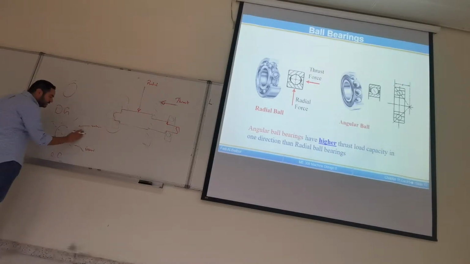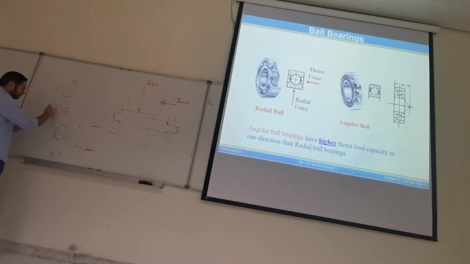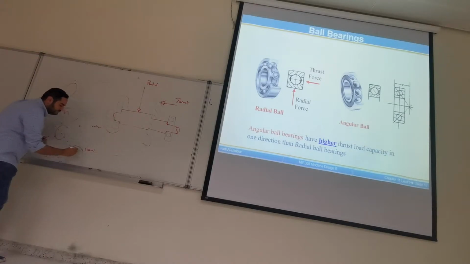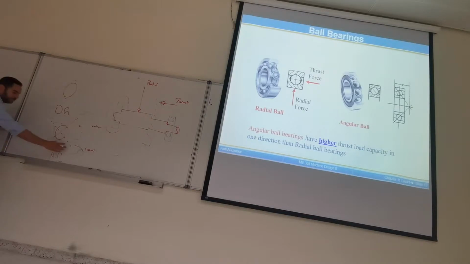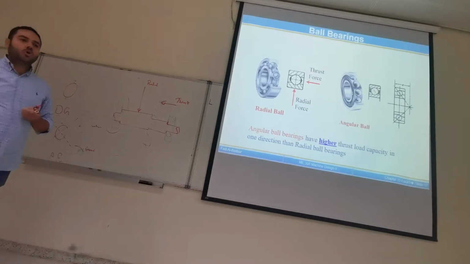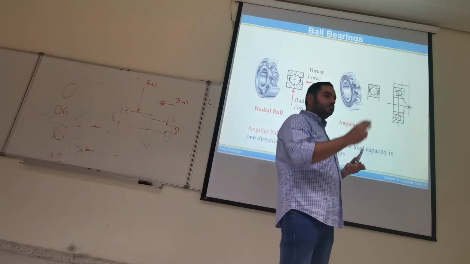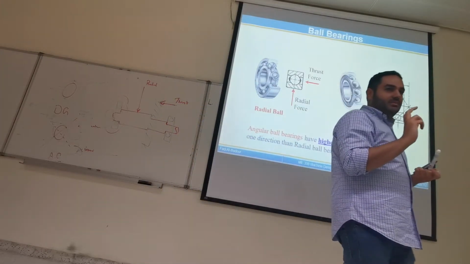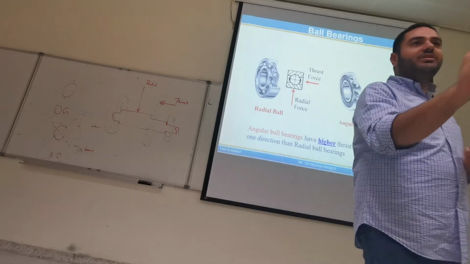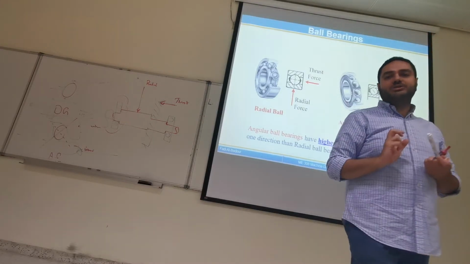Now let's reverse this scenario, and let me push from this side. What will happen? This will go out. So can the bearing carry the load now? No. Right. So whenever we select an angular contact ball bearing, we use them in pairs. Why? Because you never know, the direction of the thrust load may change during operation.